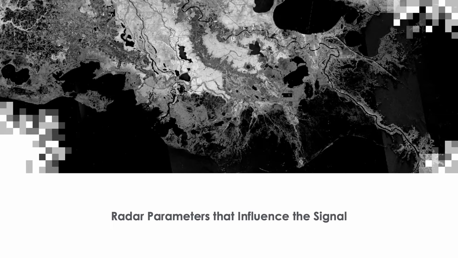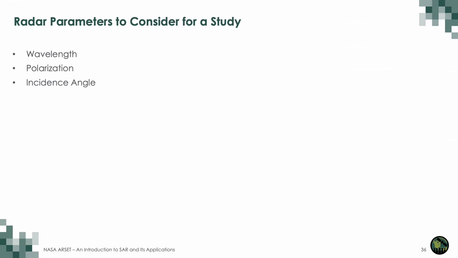There are radar parameters and there are surface parameters that influence the characteristics of the signal. We will start with the radar parameters. There are three radar instrument parameters that influence the transmission characteristics of the signal. These are wavelength, polarization, and incidence angle.